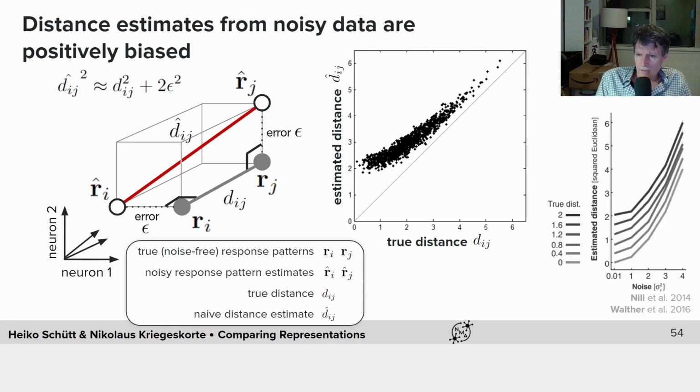So here's another example where we have different true distances in different shades of gray. And you can see that we only get the right estimate with a naive distance estimator, here the squared Euclidean distance, when the noise is 0. And as the noise goes up, we get a stronger and stronger inflation of the estimated distance.